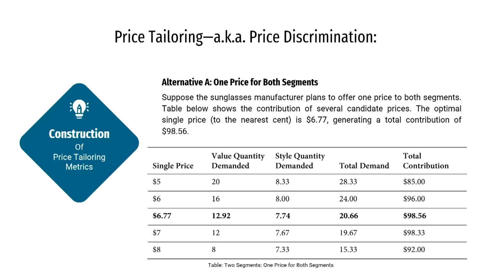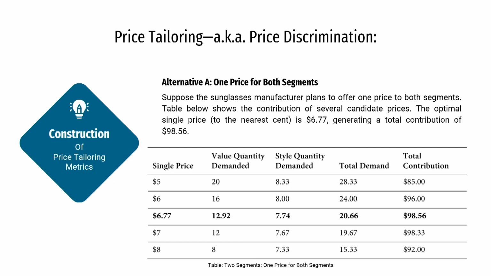Let us say we have two segments, one we are naming as value quantity and another one we are naming as style. So, one is value oriented customers, another segment is style oriented customers. Suppose the sunglasses manufacturer plans to offer one price to both the segments. The table given in this slide shows the contribution of several candidate prices. The optimal single price, as you can see, is 6.77, generating a total contribution of 98.56.